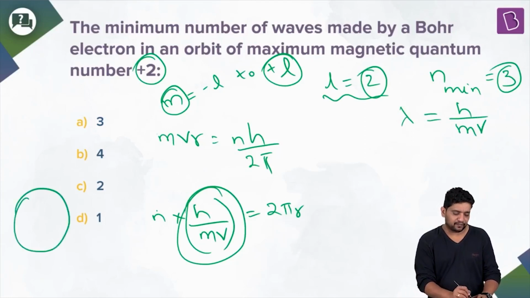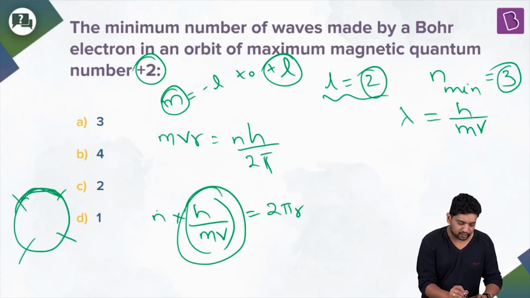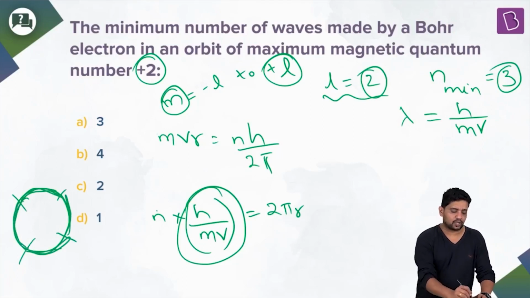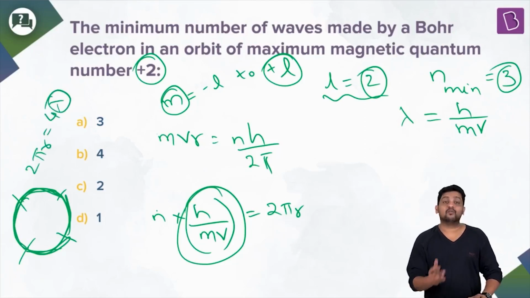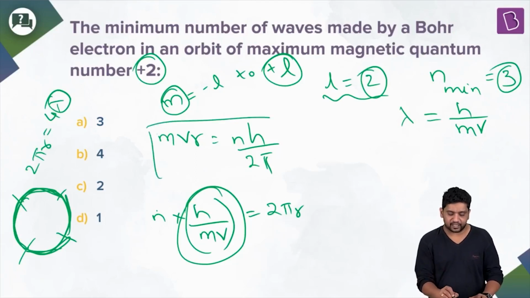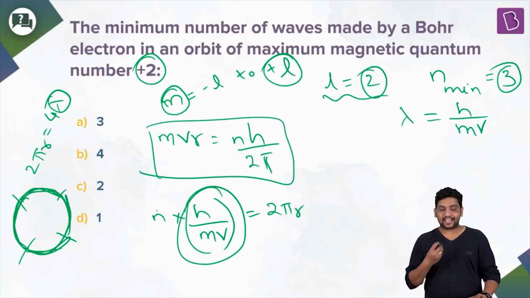If you remember, let's consider the fourth orbit. The fourth orbit is where the electron makes 4 waves. So there is one wave here, one wave here, one more wave here, and one more wave here. So we say that the total circumference 2 pi r should be equal to 4 lambda, or 4 times h by mv, and that is how we get this Bohr postulate mvr is equal to nh by 2 pi. Angular momentum quantization is a direct result of the wave nature of the electron.